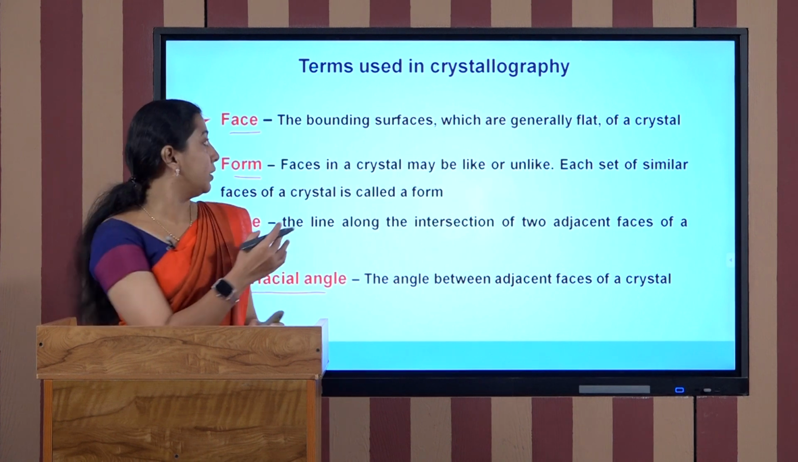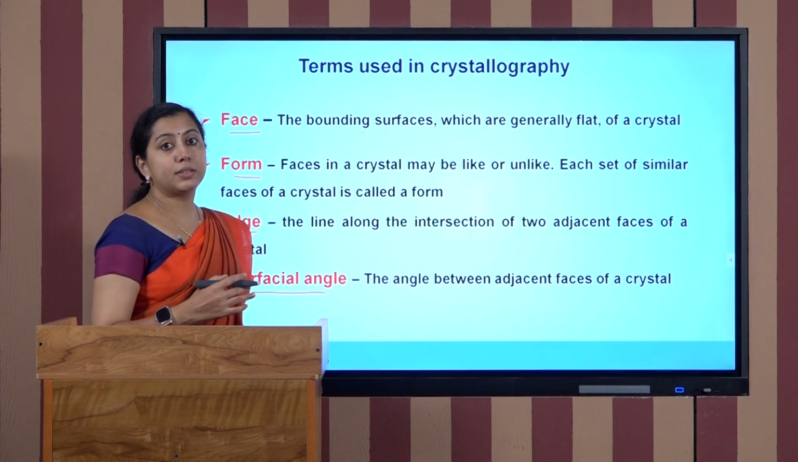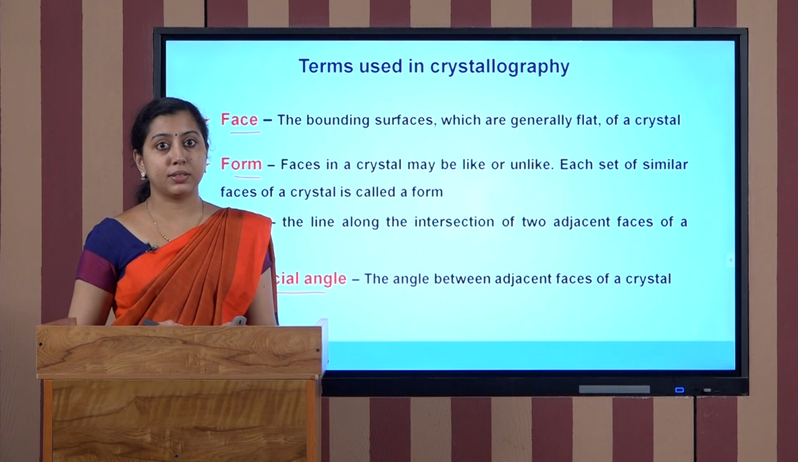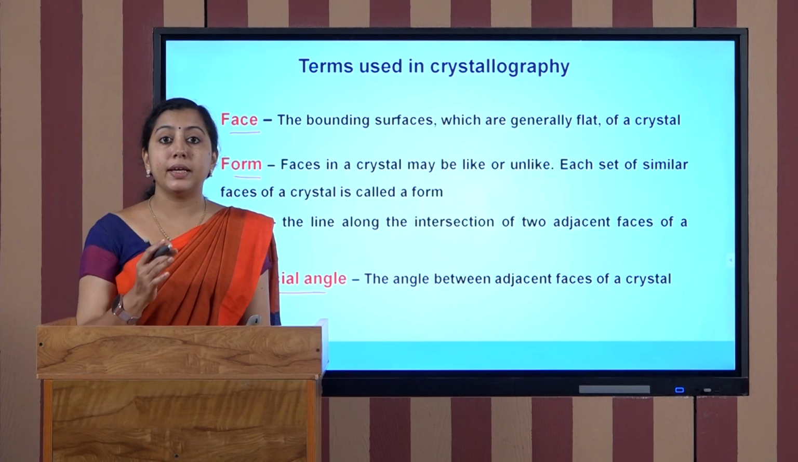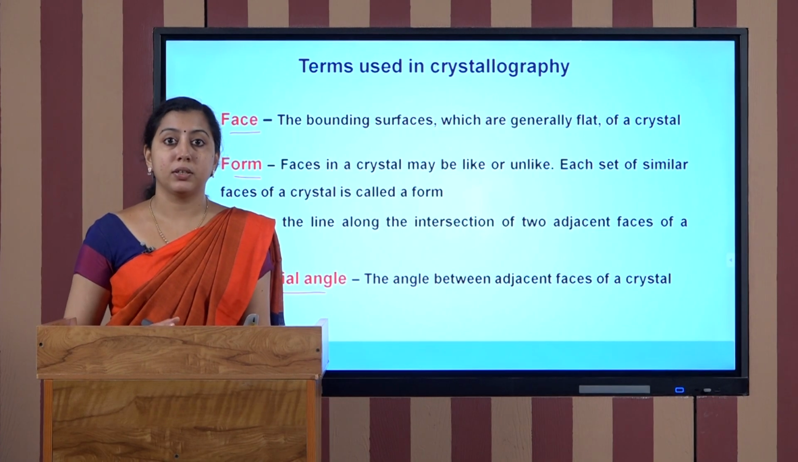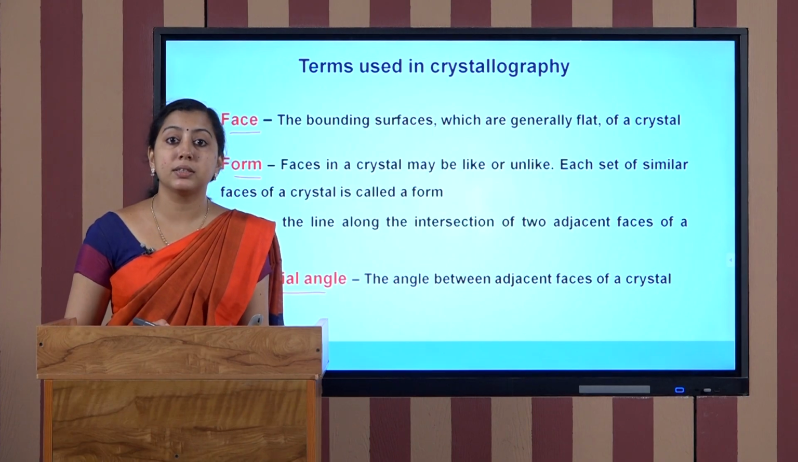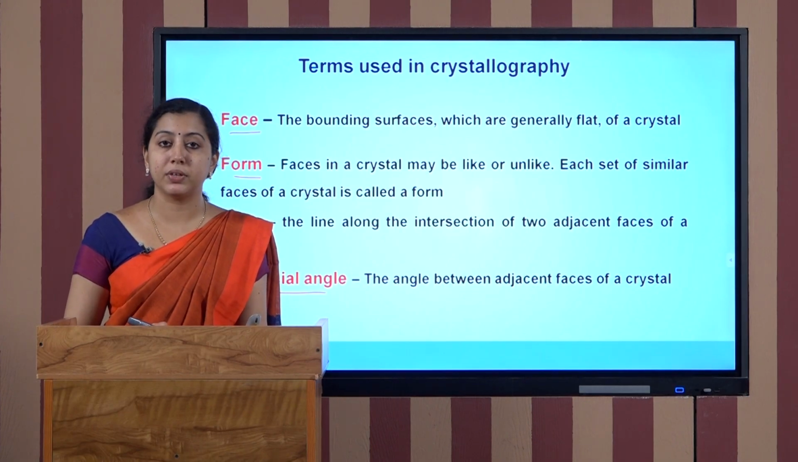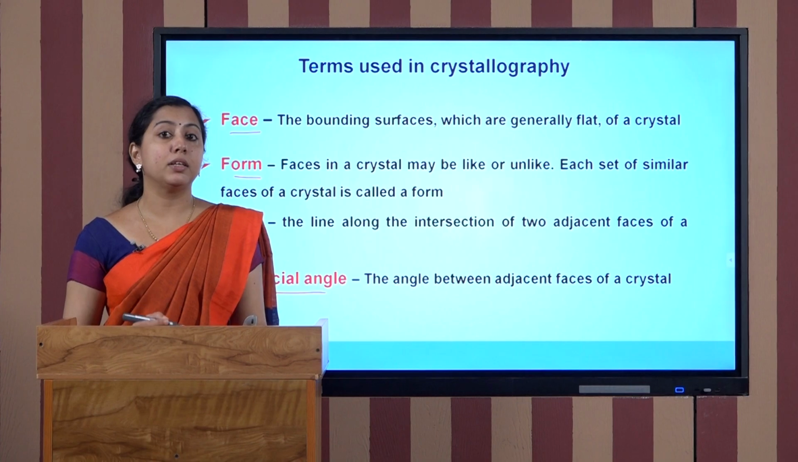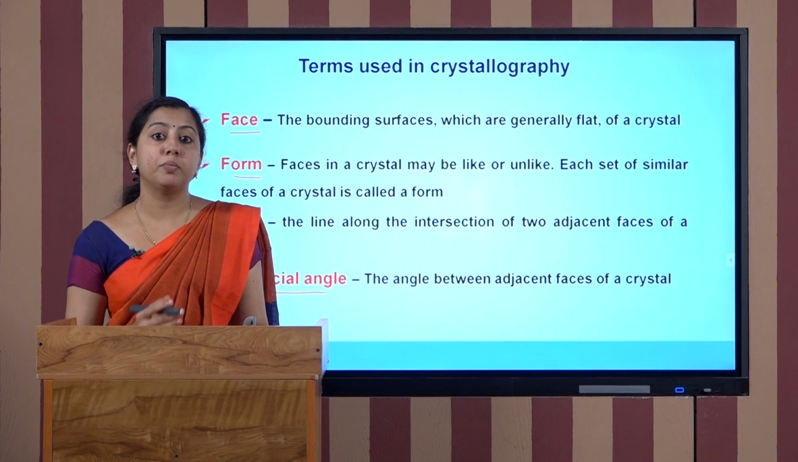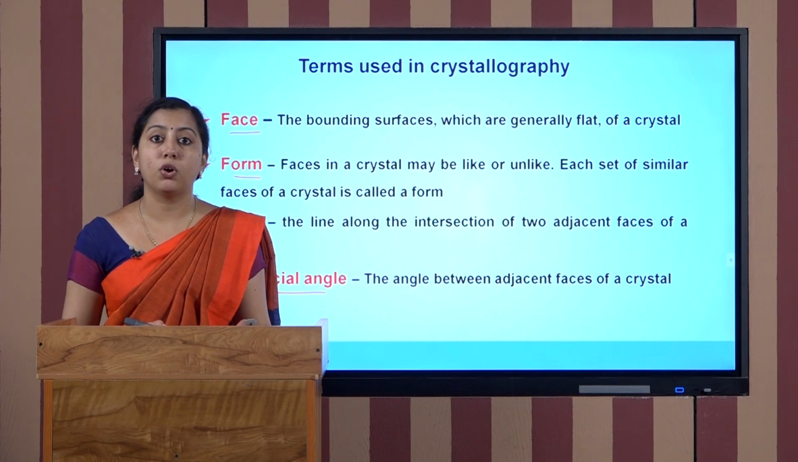So, we have a face which is the flat bounding surface, a form, each set of similar faces contributing to a form, an edge, the line along the intersection of the two adjacent faces of a crystal, and the interfacial angle, which is the angle between the adjacent faces of a crystal.